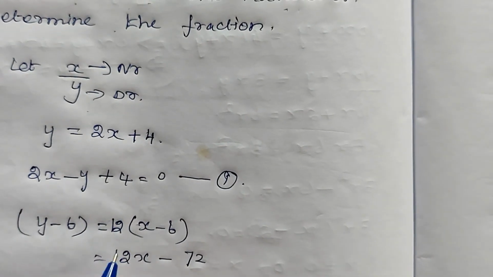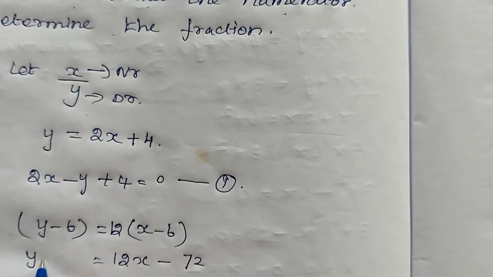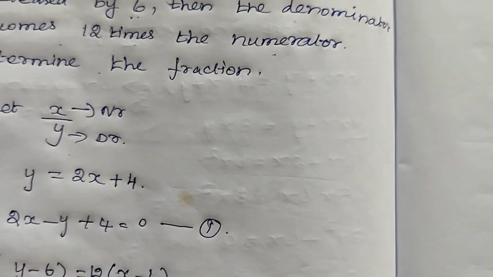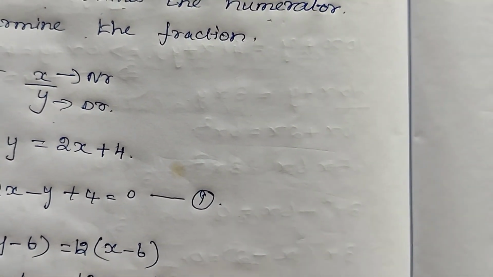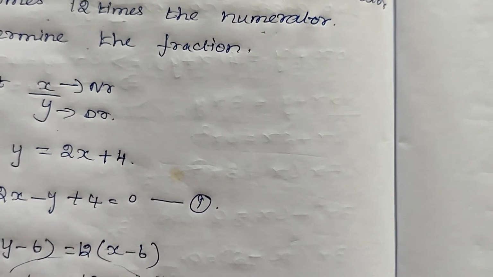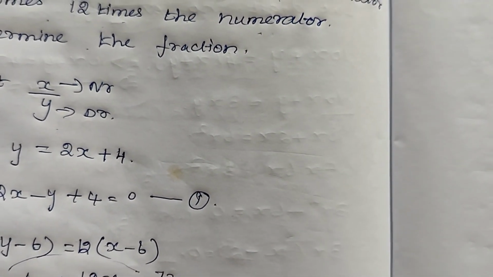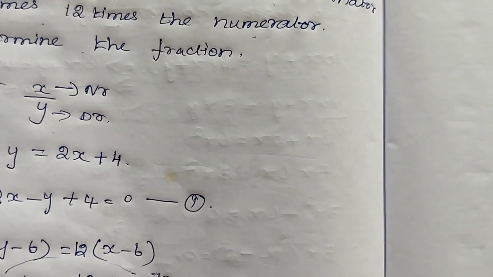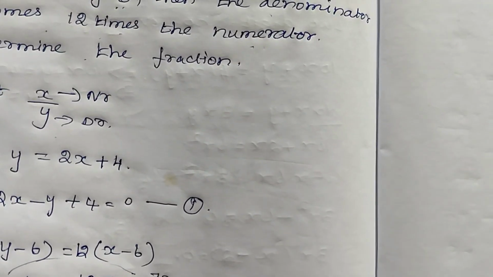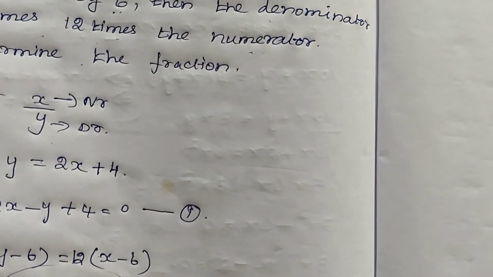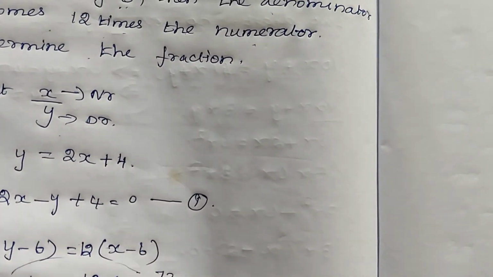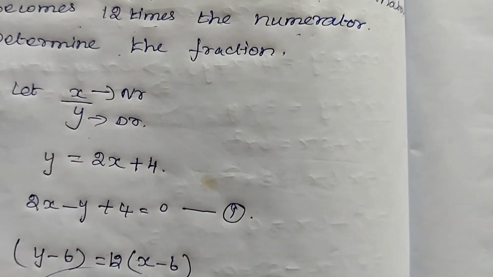Then y minus 6. Now we have to bring this one here. We bring this to here: 12x minus y, then minus 72 plus 6 is minus 66. So 12x minus y equals 66. This is the second equation. So here is one equation, then the second equation.